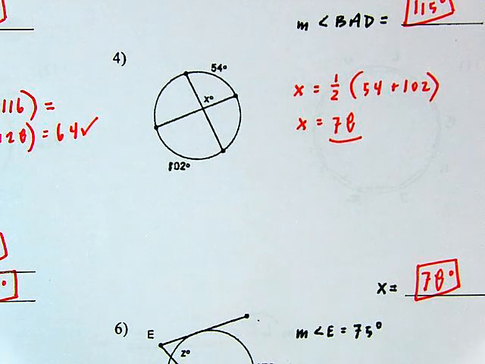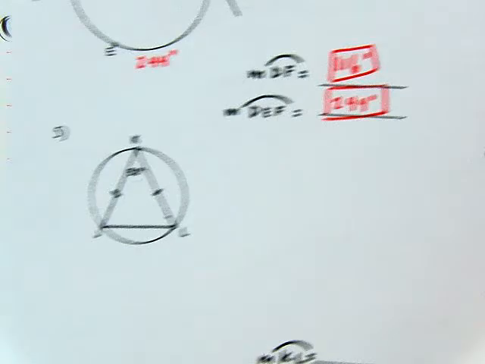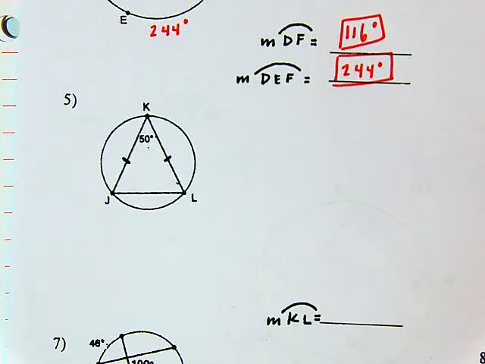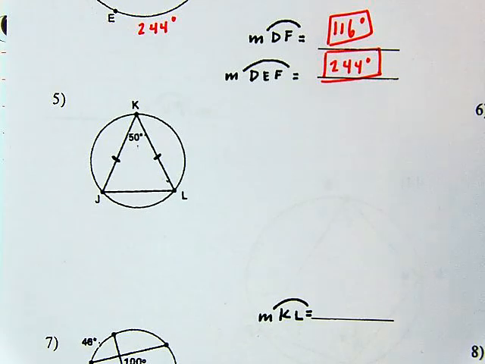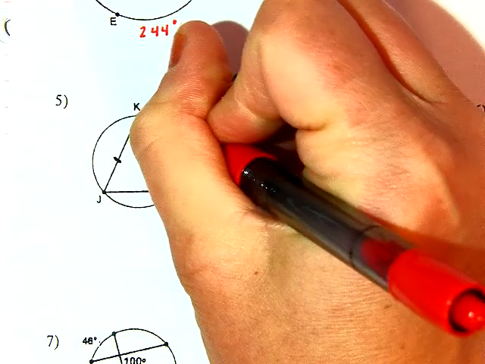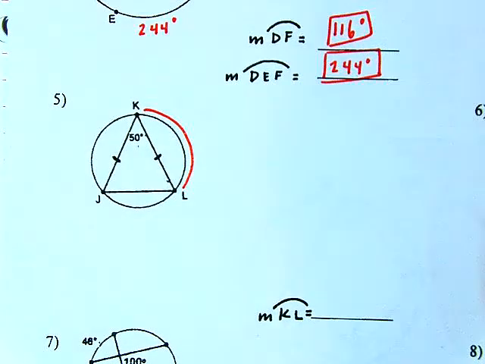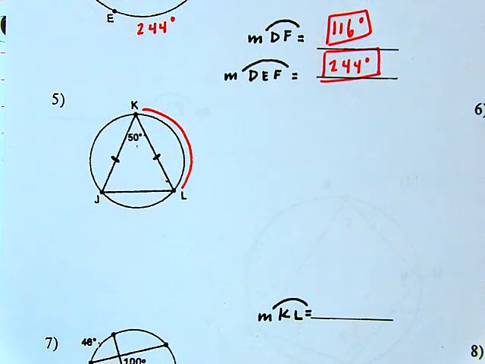All right, let me look at the next one. So looking at 5. So 5 here, we want ultimately KL. So I want this measure right here. Okay, I have a couple ways to connect to that.